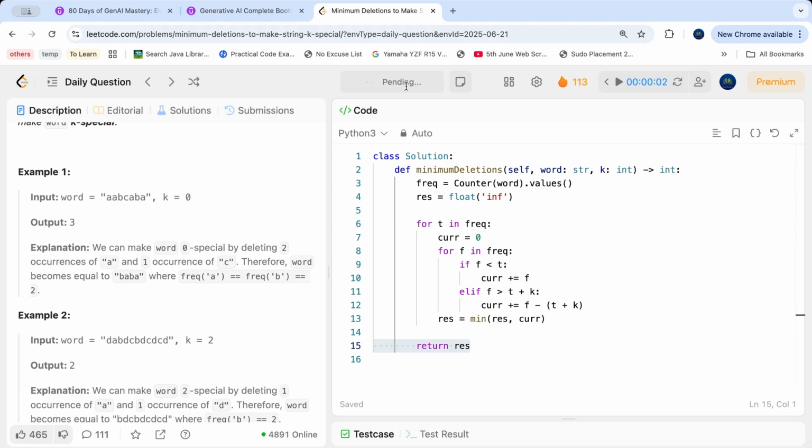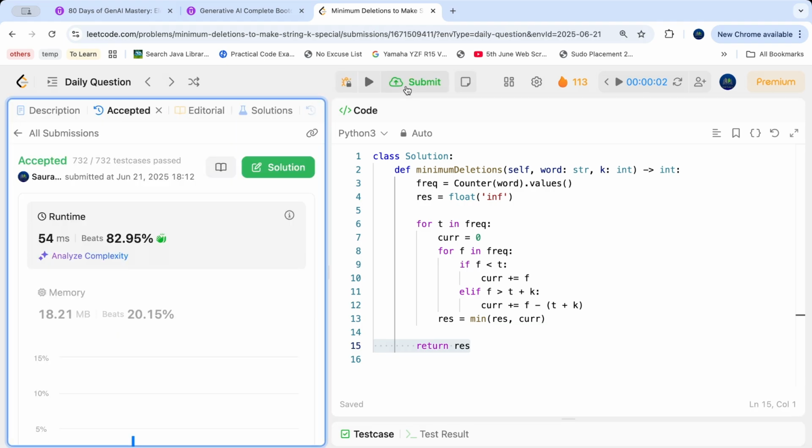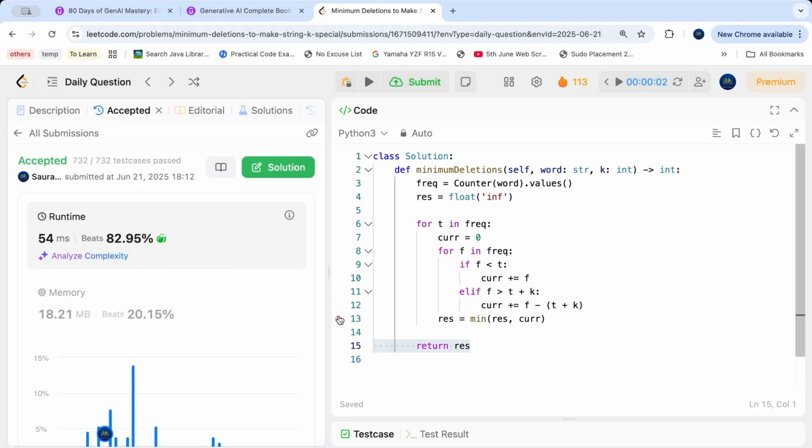You can just submit this, and this is going to pass all the test cases. Yes, this is a pretty efficient solution for this particular problem. So I think that's it for this video, guys. We have solved this particular problem, and I hope this video explains the problem, the solution approach, and the thought process behind the solution.